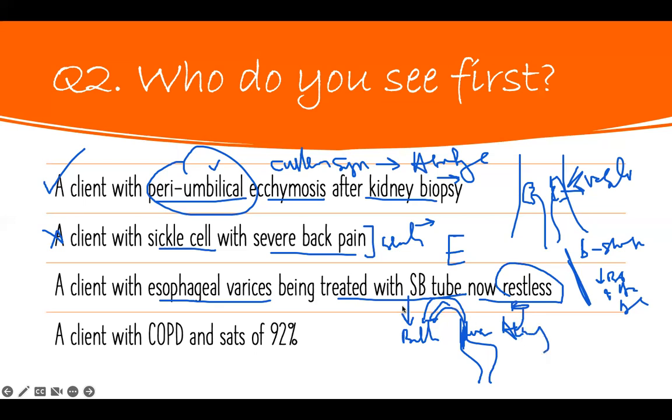So any patient with the SB tube or balloon tamponade tube now with restless is having airway obstruction. So this now becomes our priority. I take A over the B who is bleeding. So this is our priority. A client with COPD and saturation of 92. Well, don't worry.